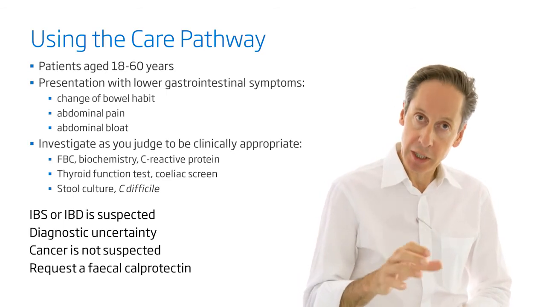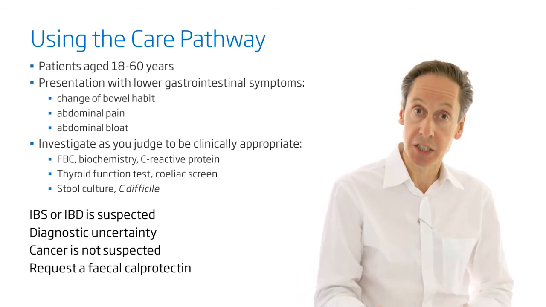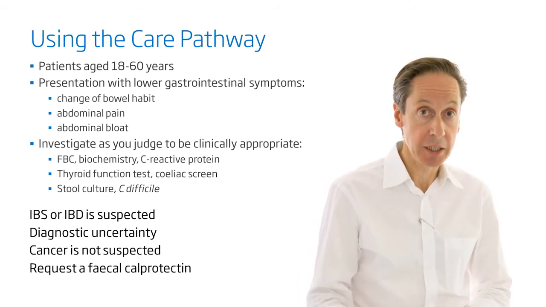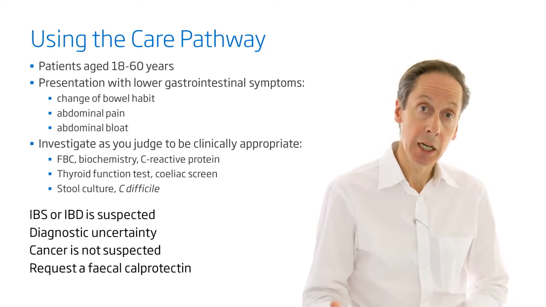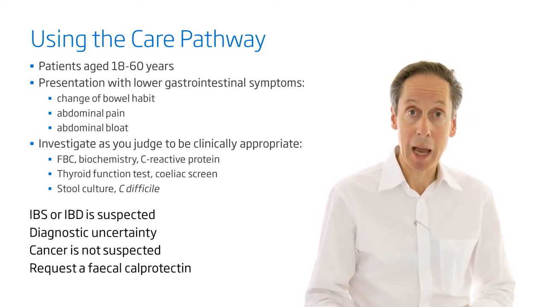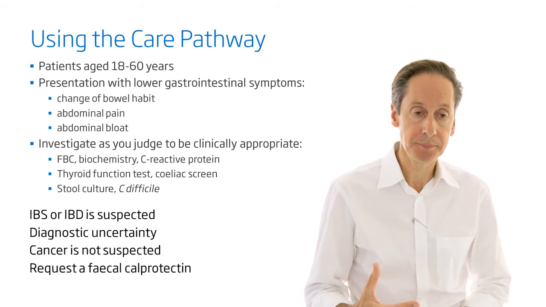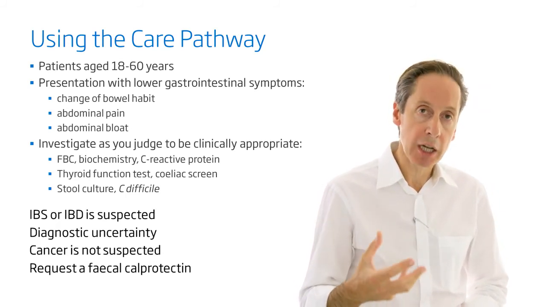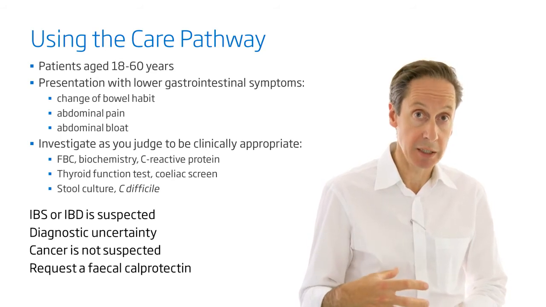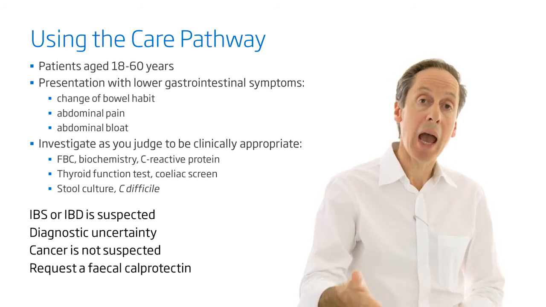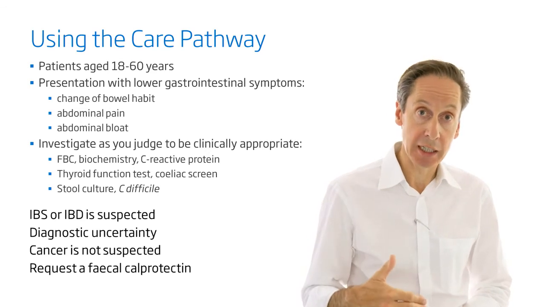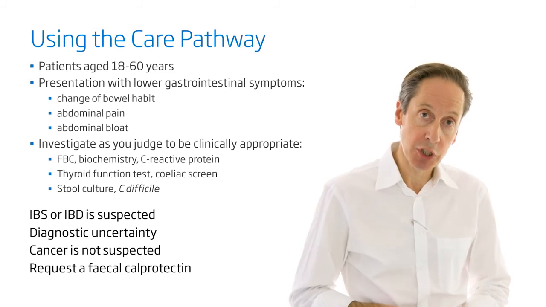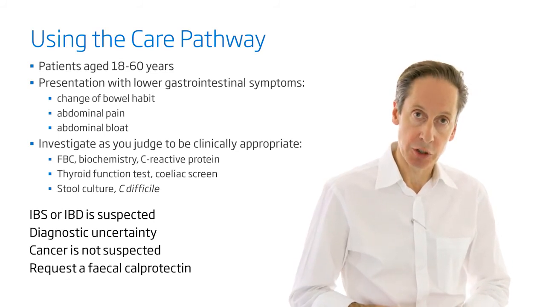The care pathway should be applied only to individuals aged 18 to 60. And these patients are presenting with lower gastrointestinal symptoms, typically a change of bowel habit, bloating, perhaps abdominal pain. You should investigate these patients as you judge clinically appropriate in the first place. Then you add on the calprotectin. Where and when you add it on turns largely on the symptoms and your assessment of the patient.